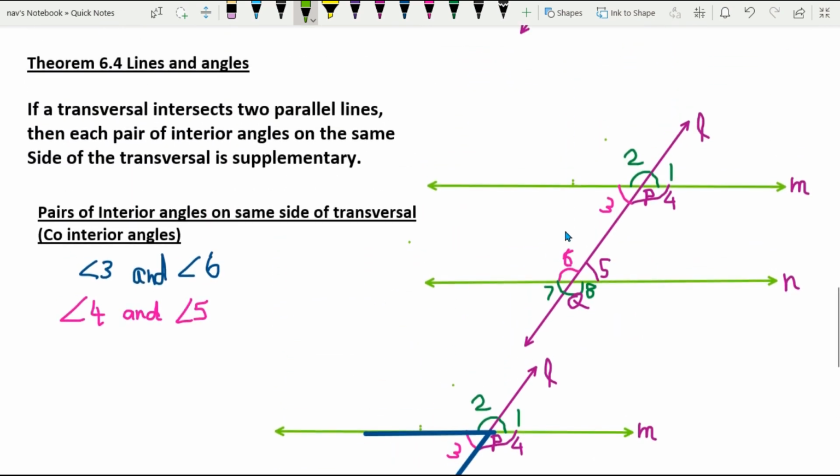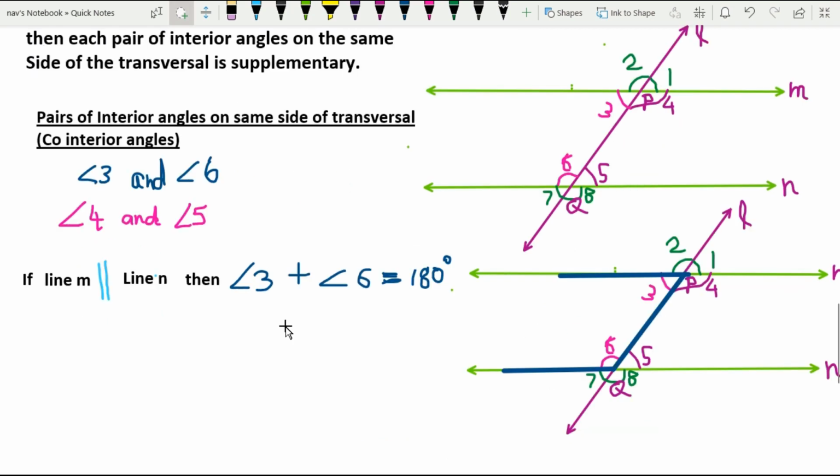Now what does the theorem say? The theorem says that if line M is parallel to line N, then angle 3 plus angle 6 is equal to 180 degrees, and also angle 4 plus angle 5 is equal to 180 degrees. The meaning of supplementary angles is that if you add the two angles, you will get 180 degrees. That's the meaning of the word supplementary.